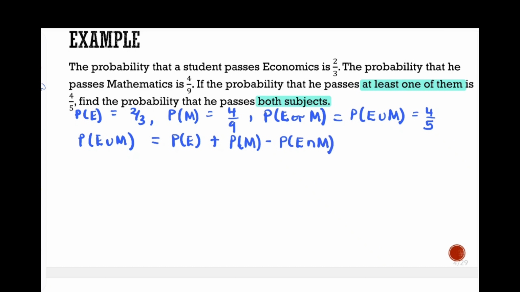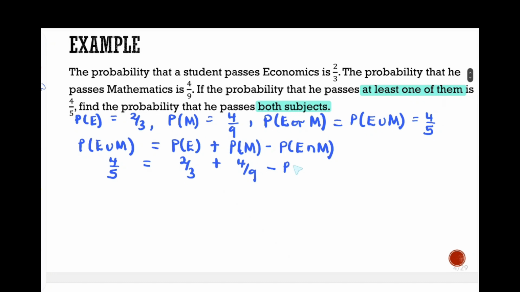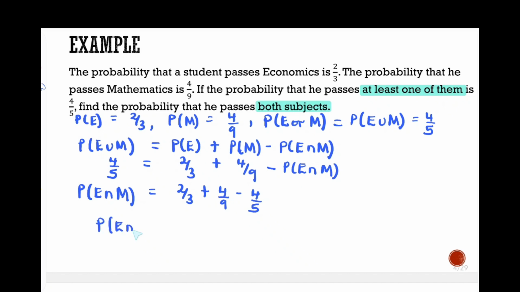We have been given the probability of E union M as 4 out of 5, the probability of E as 2 out of 3, and the probability of M as 4 out of 9. But we are looking for the probability of E intersection M. So we shall collect like terms and solve. The probability of E intersection M will be equal to 2/3 plus 4 out of 9 minus 4 out of 5. And when we solve, we shall end up with the probability of E intersection M as 14 out of 15. So that is our answer to the first question.